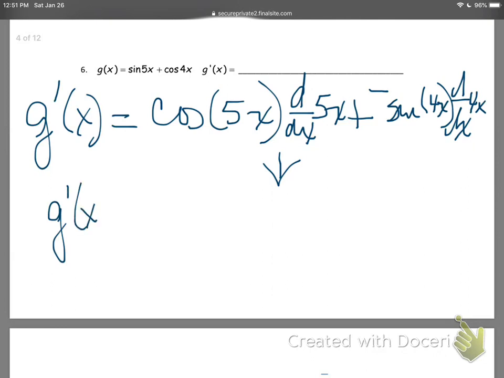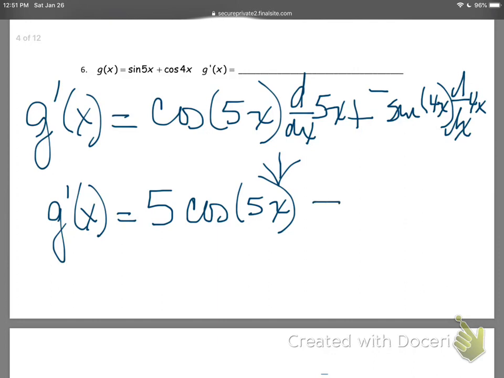So my g prime x will equal the derivative of 5x, which is 5. That is going to go in front. Do not leave it in the back because it's going to be confusing and it's not good form, and it will be marked partially incorrect. So now I have a negative, so I would never have a plus of a negative. So I just have a subtraction then. Once again, bring the constant term of 4, which is the derivative of 4x, in the front. So I have 4 sine 4x, and that's a good answer. So that one's done. Let's do number 7 next.